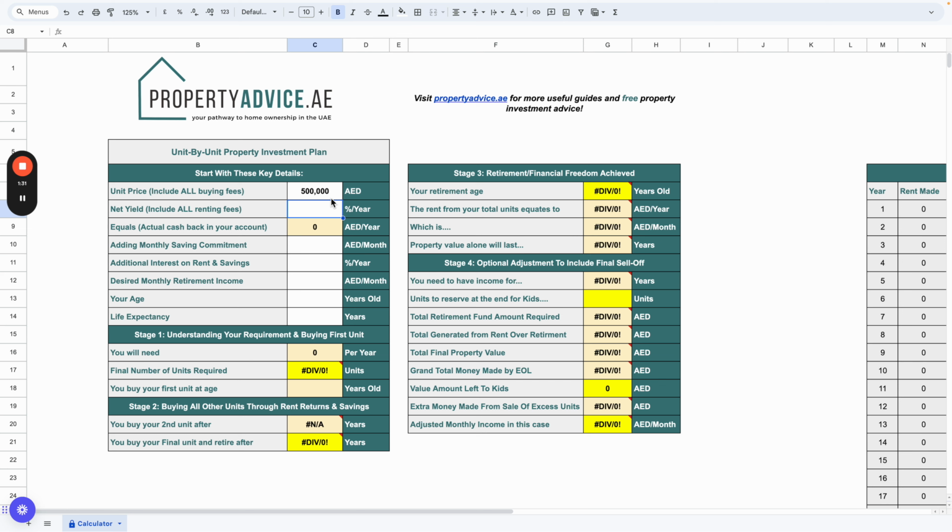I've also used a similar example in my property investment calculator, which is for typical property buy-to-let investment. Then the net yield, again, from that calculator would be somewhere in the region of 7%. Which means from one property, we're going to get 35,000 dirhams a year in actual cash back into our account every year. Now, I'm going to get to these two a little bit later. We don't actually need to enter them in order to run the calculator. The next one is the important one.